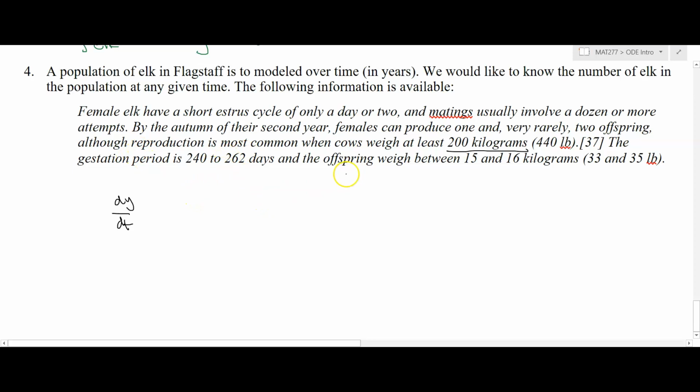All I do know is that if I had Y elk, well, first of all, Y elk doesn't allow me to determine how many new offspring are going to be born because some of those are male, some of those are female. So I'm going to make an assumption, assume 50-50 female-male split. Okay, so that means of the Y elk, 50% of them are female. These are female elk.